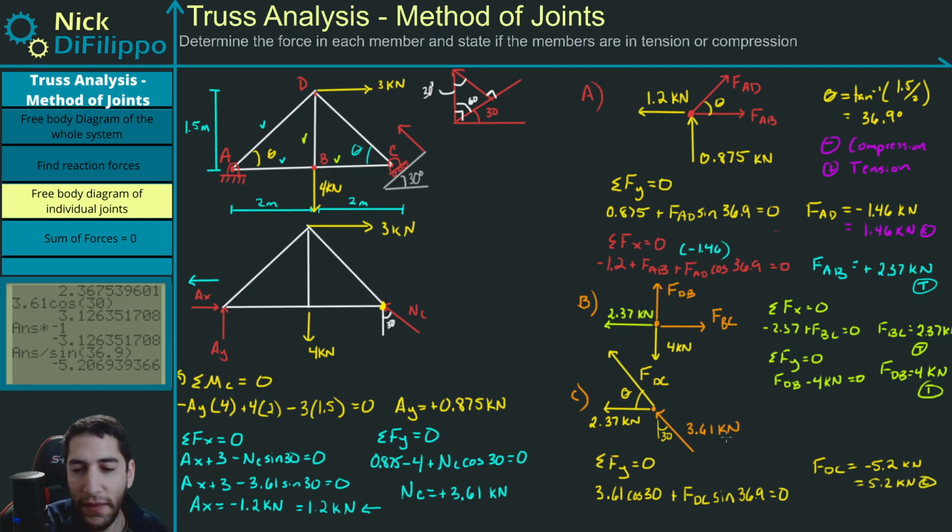So there you have it. These are all of the forces of all of the different members. And this is what you're looking for when you're solving a problem of method of joints.